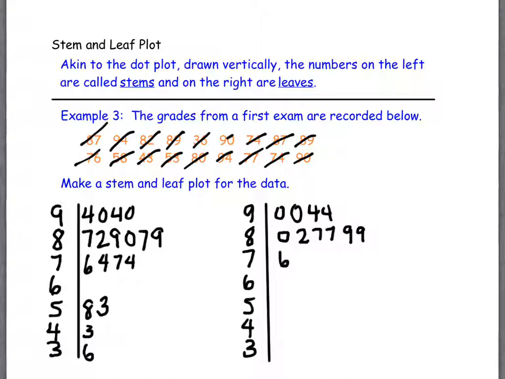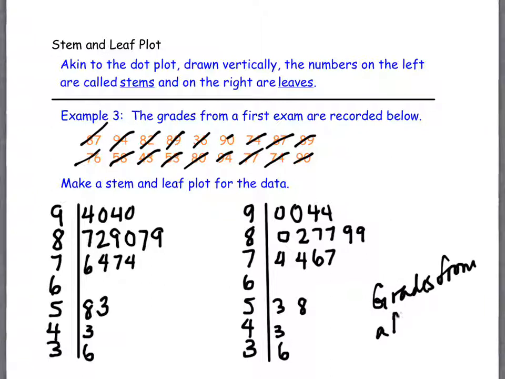All right, and then I have 4, 4, 6, 7, 3, 8, 3, and 6. This is a stem and leaf plot for this data. What else do I need? A title. What is this? Yeah, so we can do grades, or you could write test scores because it is from an exam. I guess it actually said grades, so I'll write that too. Grades from a first exam.